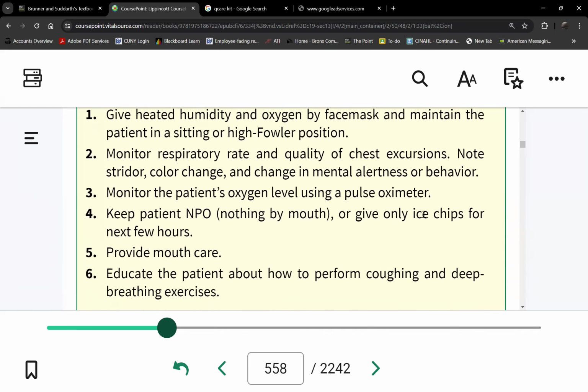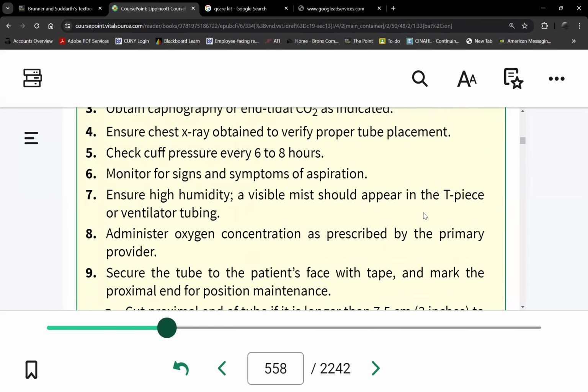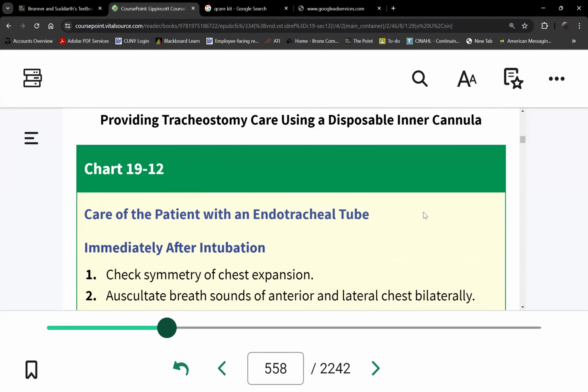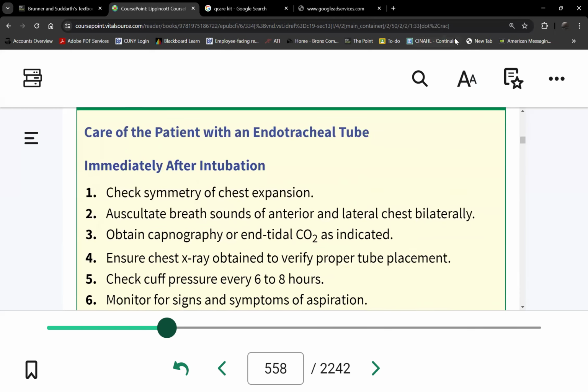Can you see the chart folder, what the chart is? 19-12. Okay, that's it for mechanical ventilation.